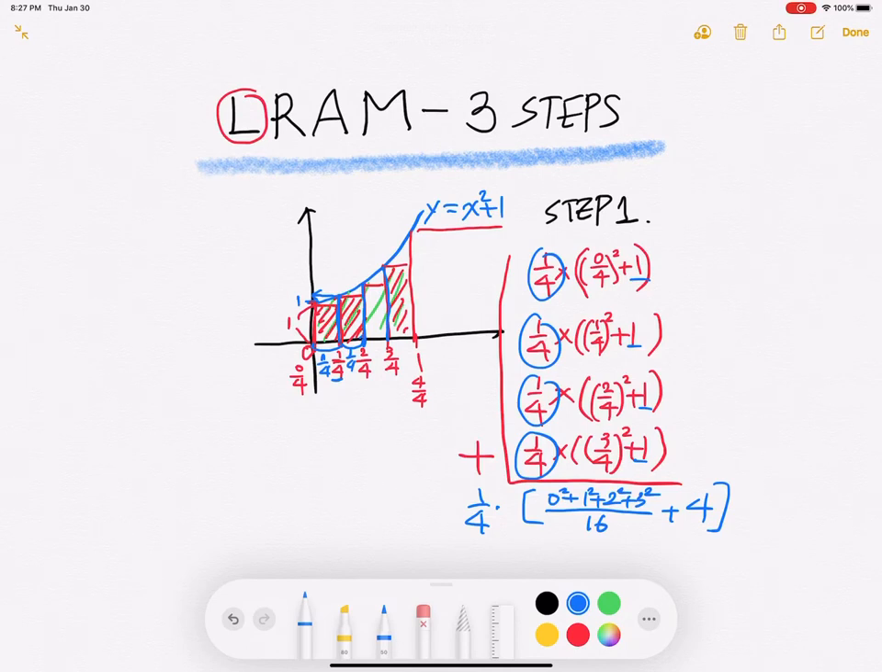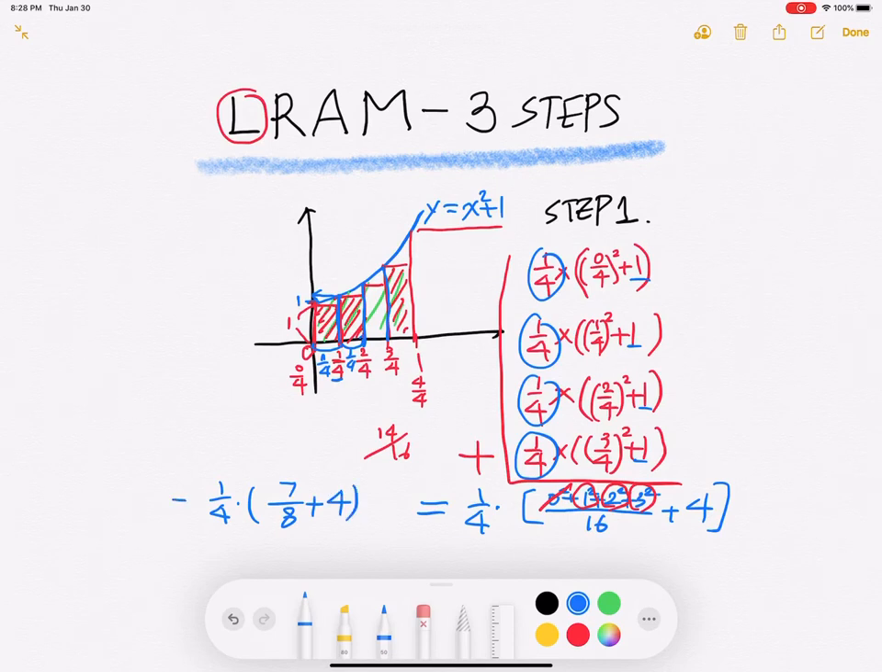That makes sense, right? And then calculate this. 1 over 4 times 0 squared is 0. Is 1 plus 4, 5. 5 plus 9, 14. So that is 14 over 16. So 14 over 16, which is 7 over 8. So 7 over 8 plus 4.